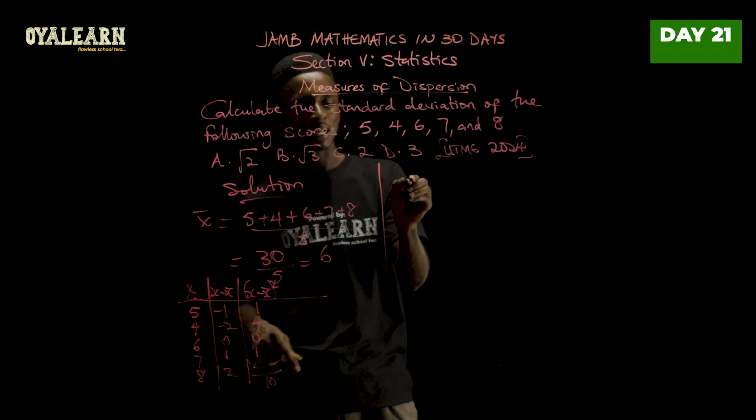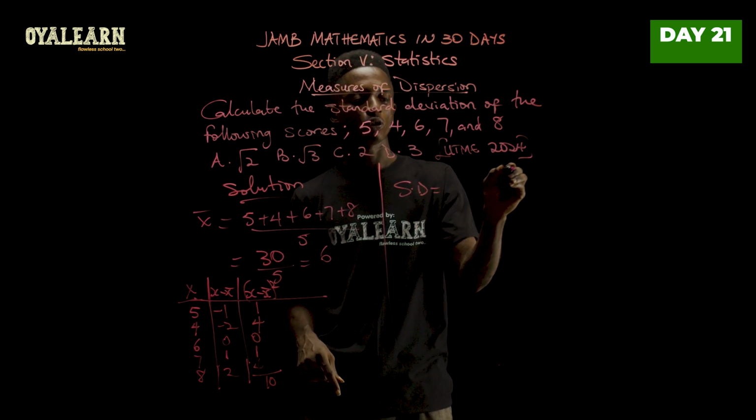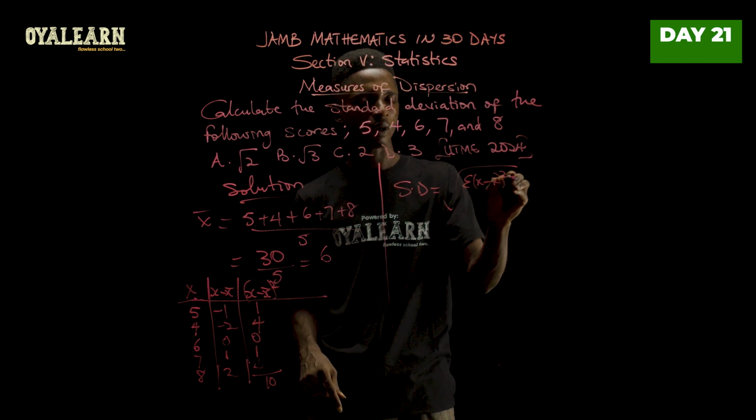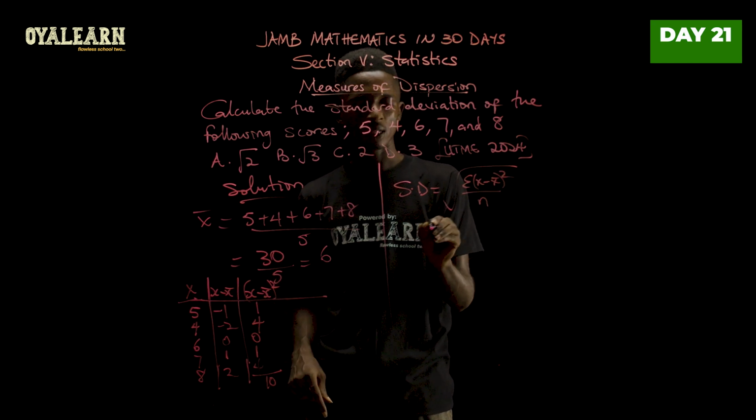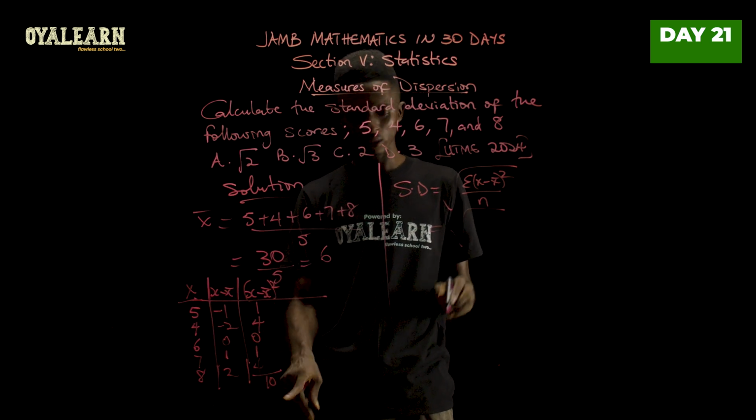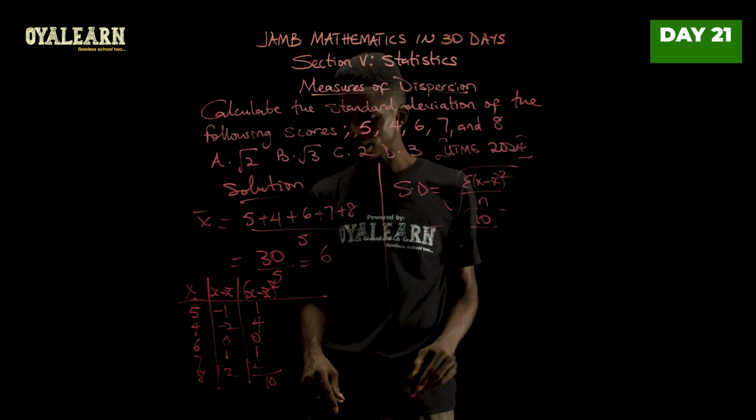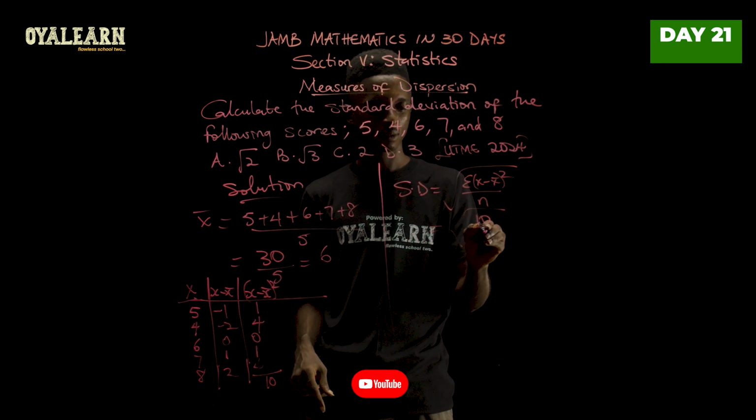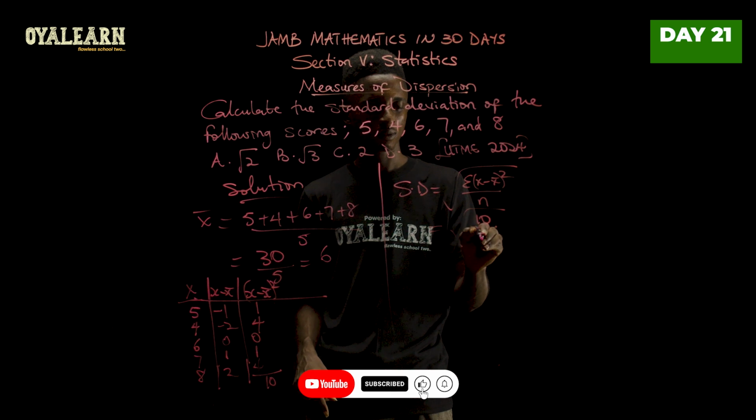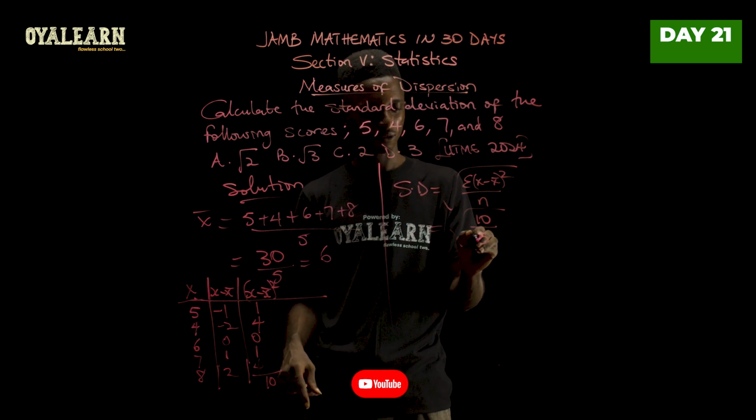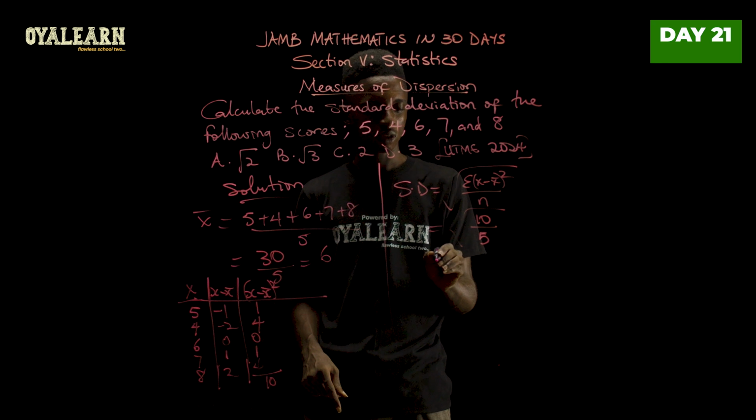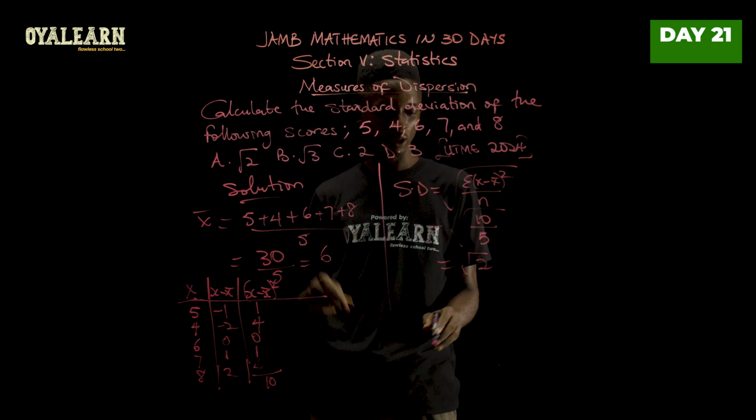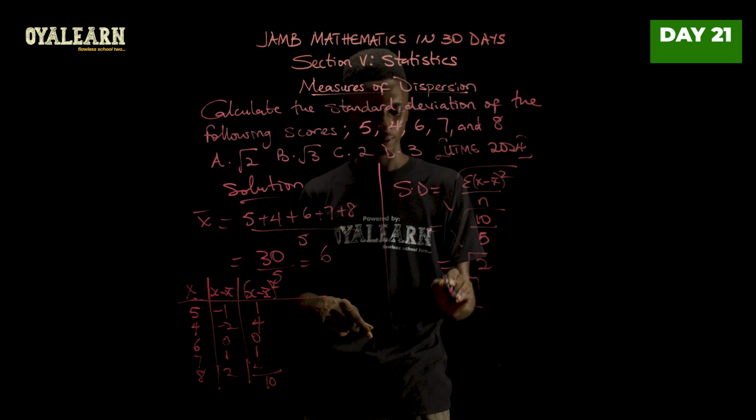Okay, so now our standard deviation, which will be square root of summation X minus X bar in bracket squared over N, will therefore be square root of, now when we sum this, we got 10, divided by the number of data we have here, which is 5. So from here, what we have is square root of 2. So the correct option is A.